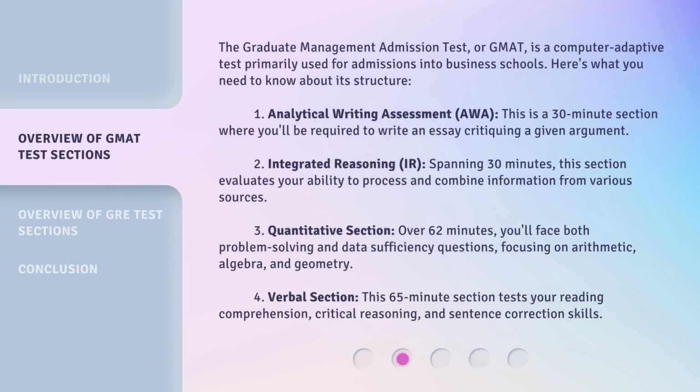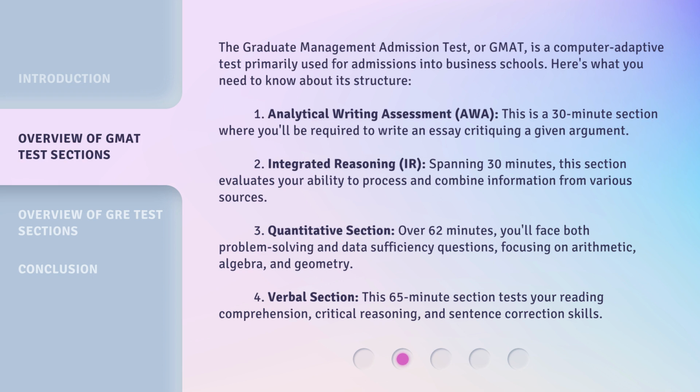The Graduate Management Admission Test, or GMAT, is a computer adaptive test primarily used for admissions into business schools. Here's what you need to know about its structure. 1. Analytical Writing Assessment, AWA. This is a 30-minute section where you'll be required to write an essay critiquing a given argument.